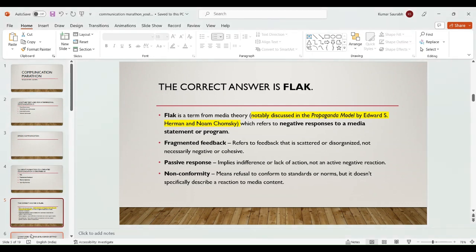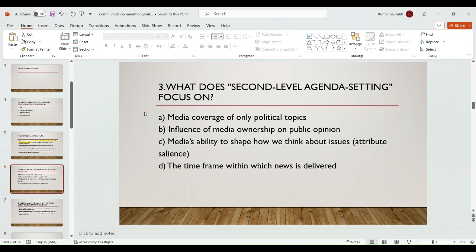Let's come to the next question. What does second level agenda setting focus on? Very important. You all know about the agenda setting theory. इसमें क्या होता है that media set the agendas. We are no one who is setting the agenda, like what will be discussed in the media, what will be discussed in the prime time news, what will be discussed in the 7 a.m. news or in the 7 p.m. news.